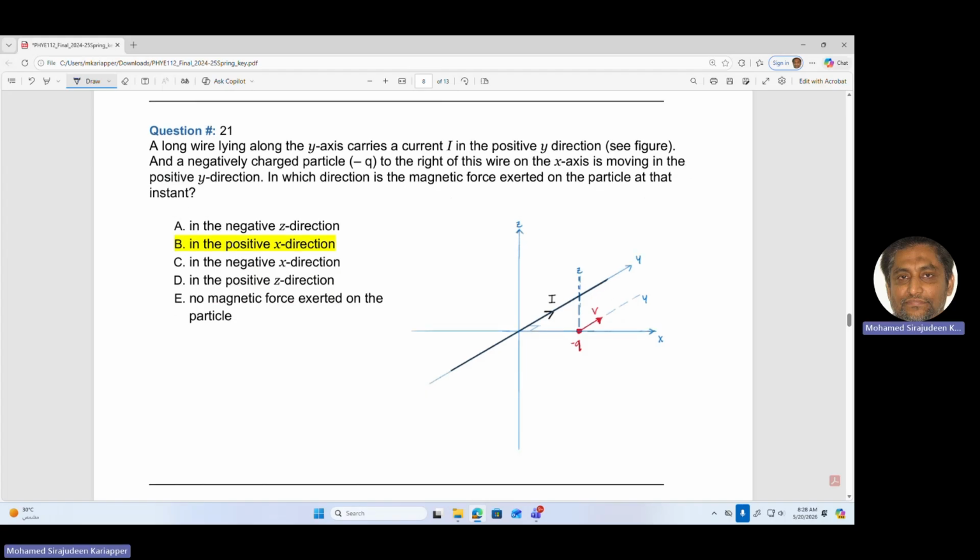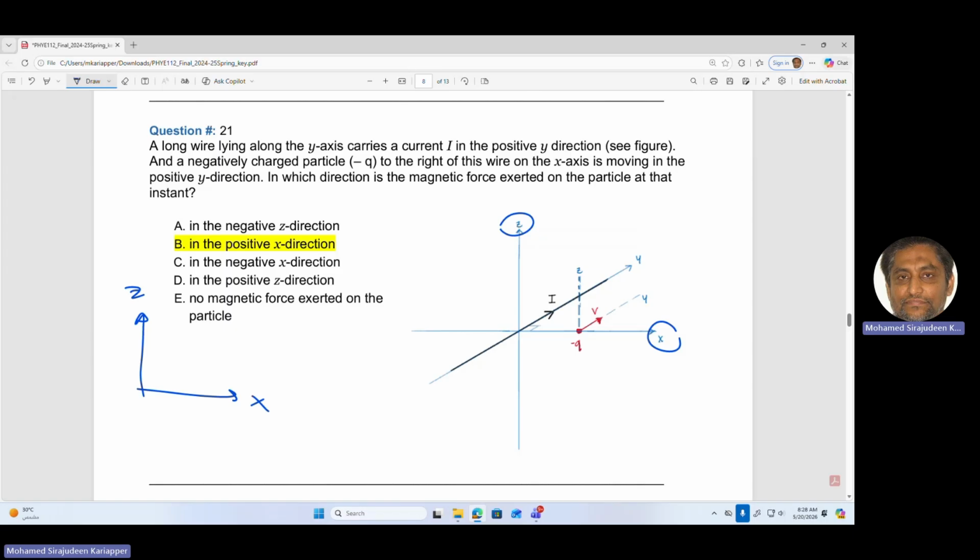Number 21. A long wire lying along the y-axis carries a current I in the positive y direction. Okay, now you see this, you have to be able to understand this axis. X and Z are in the board. XZ plane is the plane of the board. So what is the y-axis? Y-axis is perpendicular to the board. The positive y is into the board.